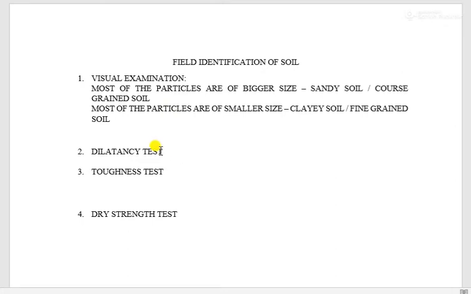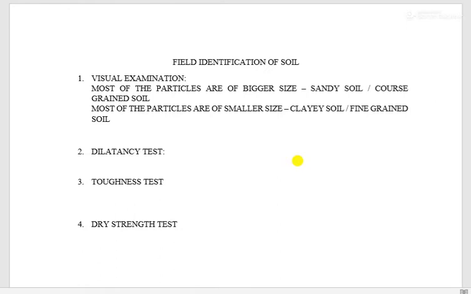Now, proceeding to the dilatancy test. For this test, we have to get some soil with moderate water content, that is, moderately wet soil. We have to take it in our palm, and we have to shake the soil and squeeze it. After the squeezing and shaking operation, some water will come out from the soil sample, and after waiting some time the water will disappear or be absorbed into the soil sample.